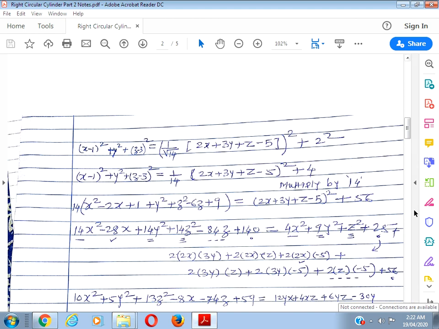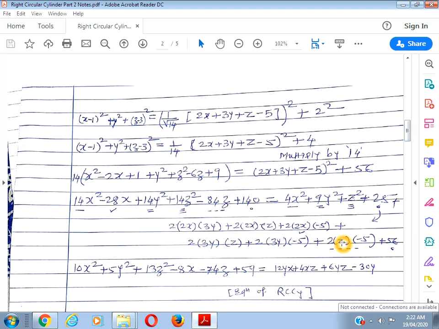Now like terms you can shift on the left hand side. Means, for example, 14x square minus 4x square is 10x square, like this, and this is the equation of right circular cylinder. So hope you understood this.